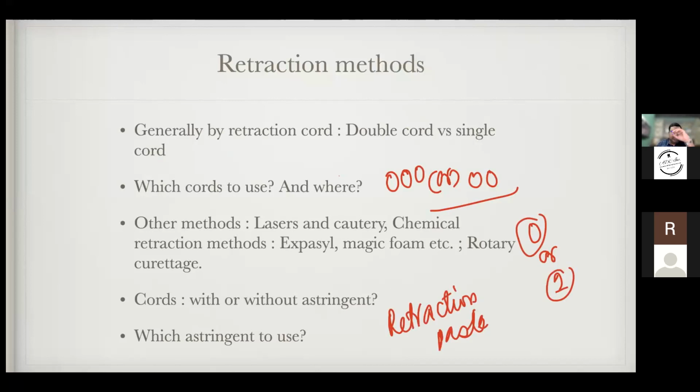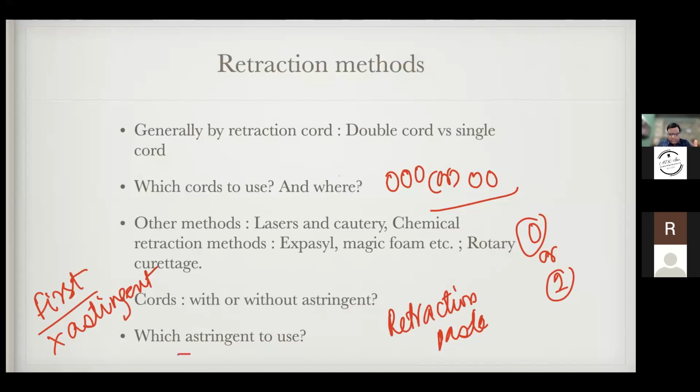Your first cord is compulsory, and your first cord is always without astringent. So please buy cords which are non-impregnated. Do not buy impregnated cords. Buy non-impregnated cords. If you need, you will dip it in an astringent and use it.